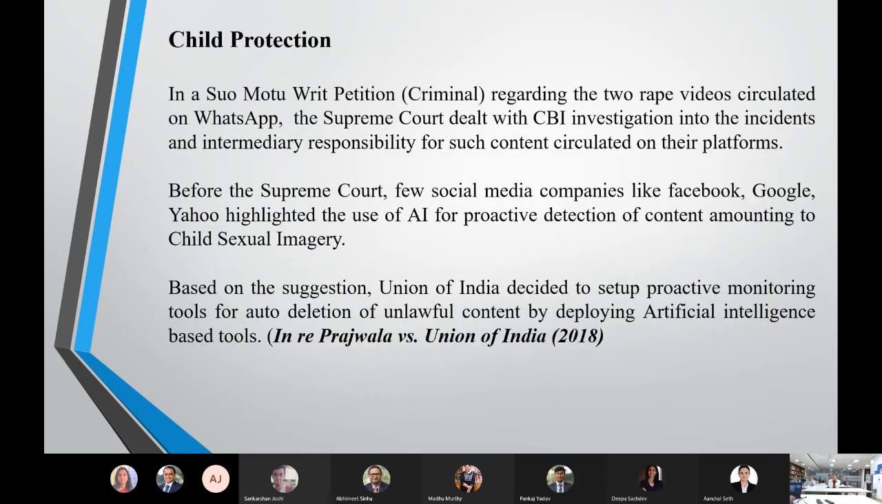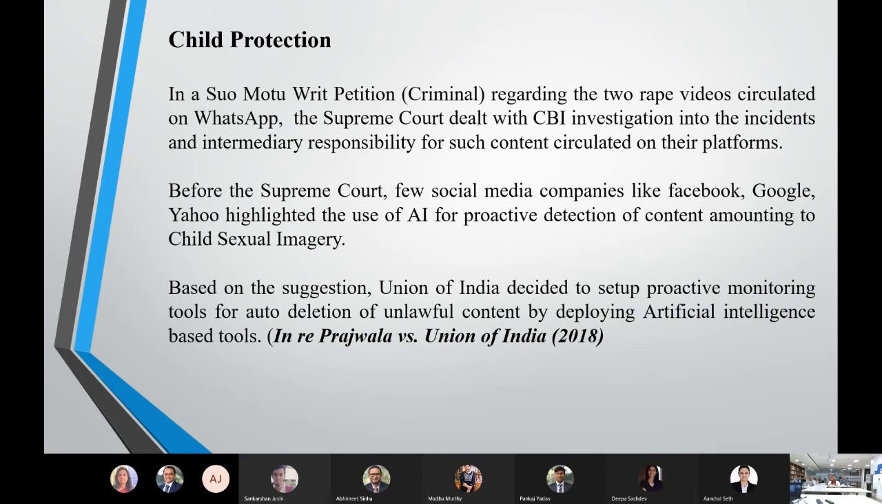So the second case which I found was regarding child protection. This was another case, a suo motu petition in the Supreme Court regarding the rape videos of two girls, which were being widely circulated on WhatsApp. The Supreme Court took suo motu cognizance of this and deliberated on how to avoid such scenarios, because the CBI was investigating the incidents.